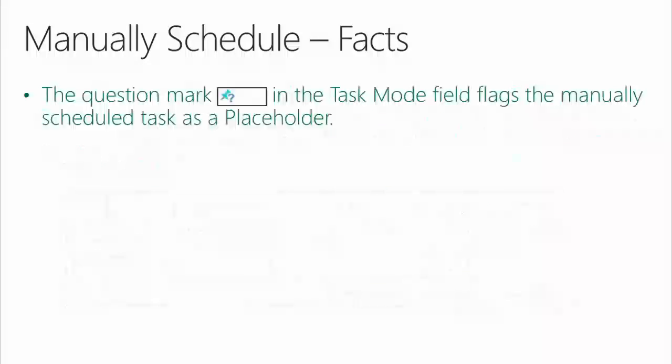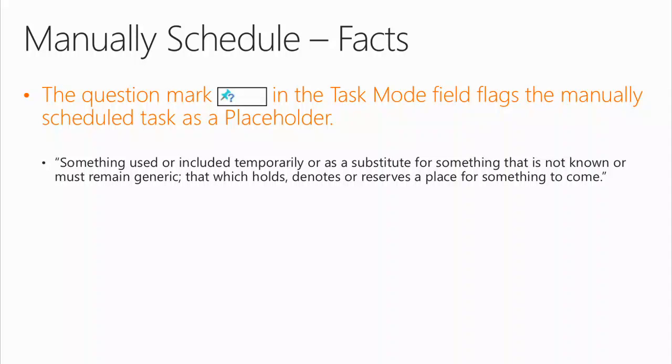All right? Now, here's another fact. The question mark in the task mode field flags the manually scheduled task as a placeholder. All right? Well, I went out and found a definition for placeholder, something used or included temporarily or as a substitute for something is not known or must remain generic, that which holds, denotes, or reserves a place for something to come.